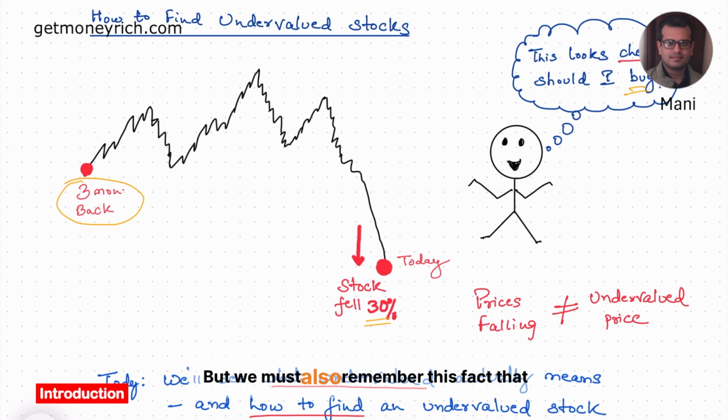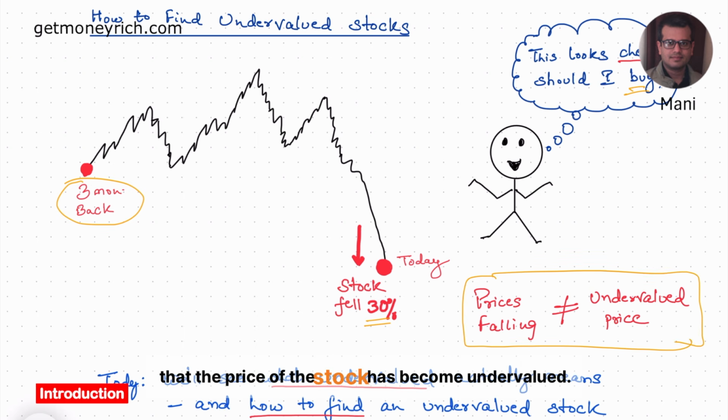But we must also remember this fact that a falling price does not always mean that the price of the stock has become undervalued. There is a method that must be followed to identify whether the falling stock has already fallen to a level where it can be called an undervalued stock or not. So in this video, we will talk about that method that we can use to find undervalued stocks. So let's start the video.